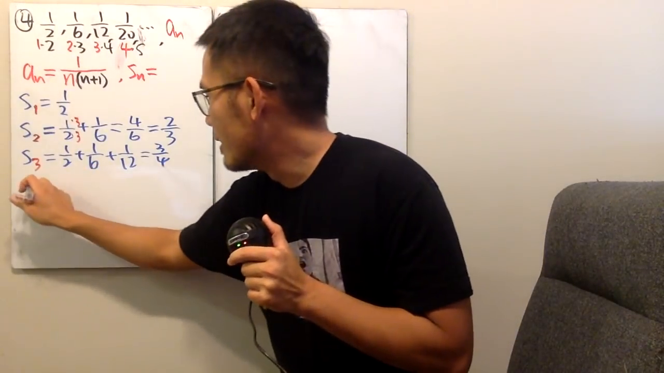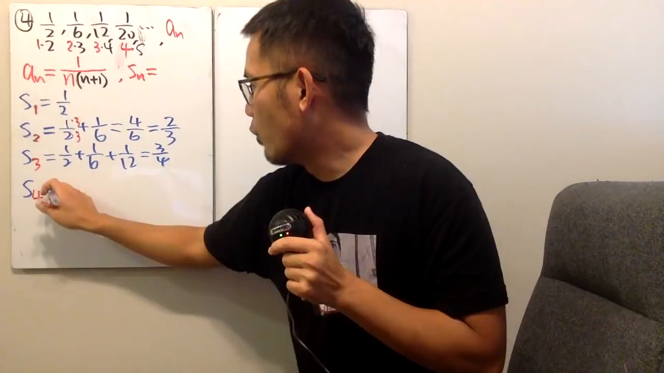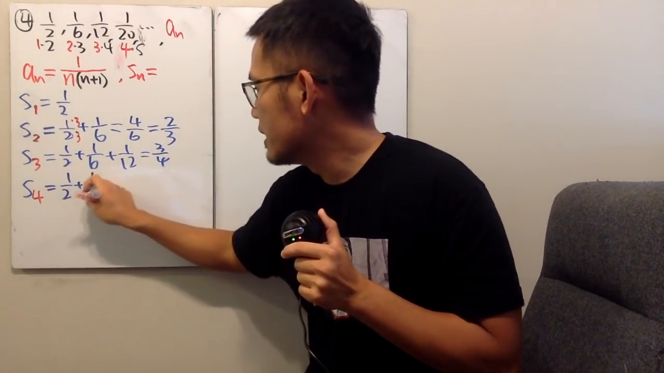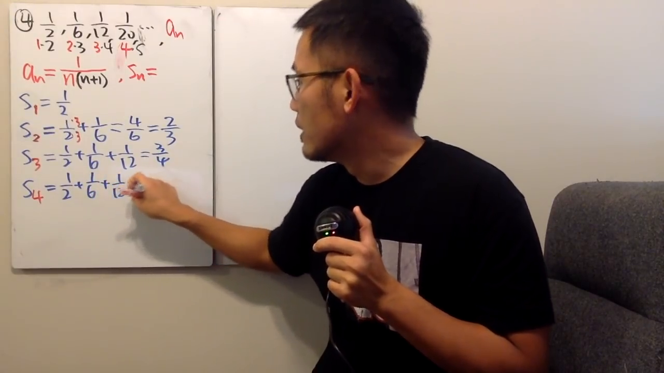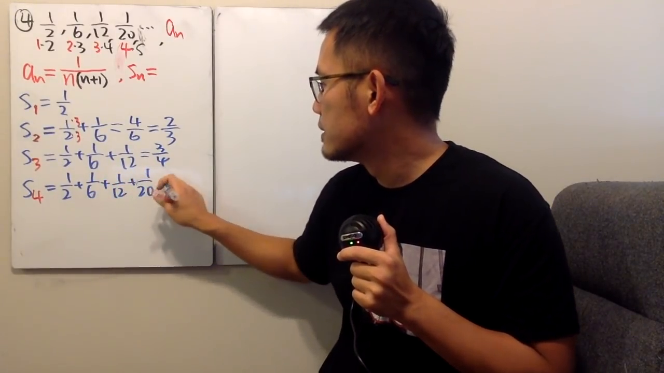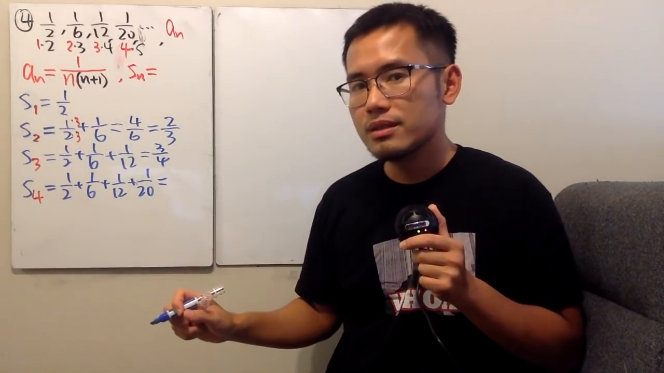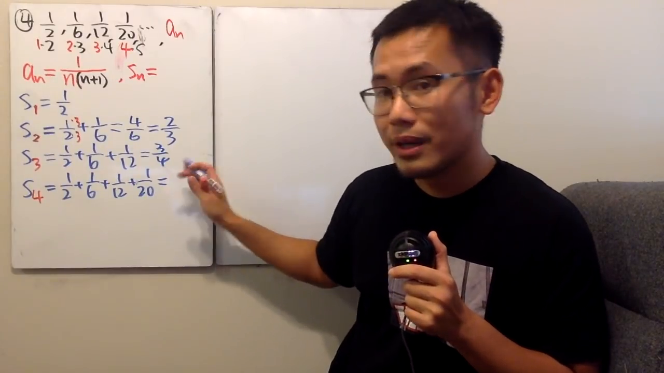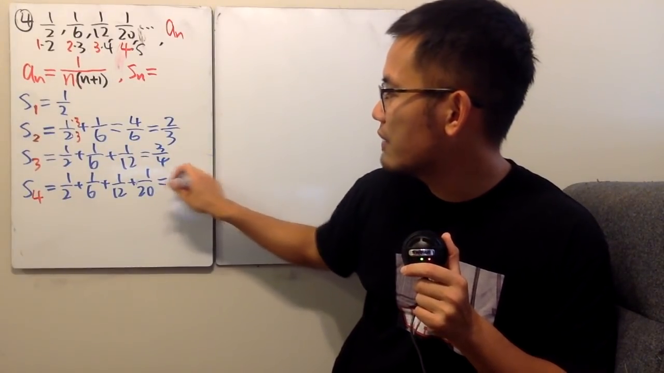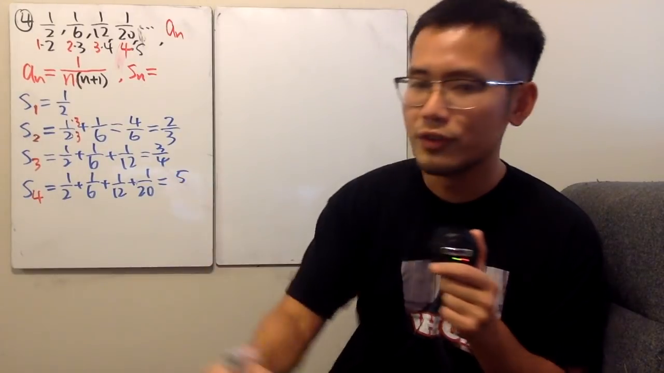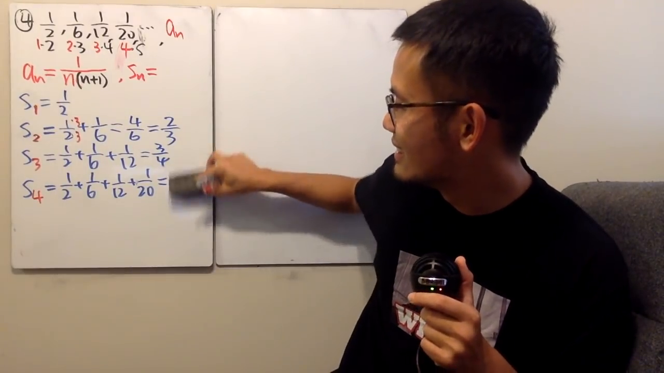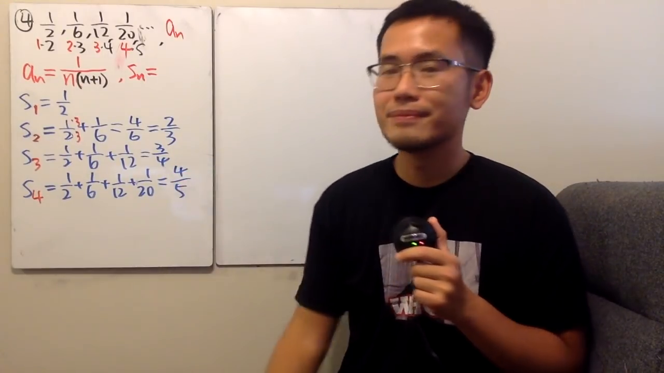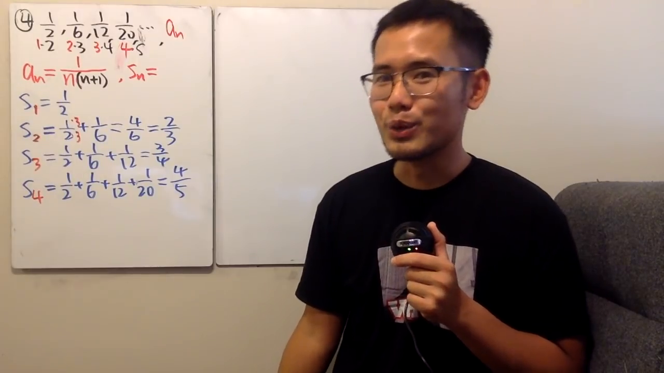Now, S4, let's do one more. S4 means we have to add up 1/2, 1/6, 1/12, 1/20. What do you guys think this is? You can go ahead and add the fractions, but I will tell you this right here is equal to 4/5. Do we see the pattern already?